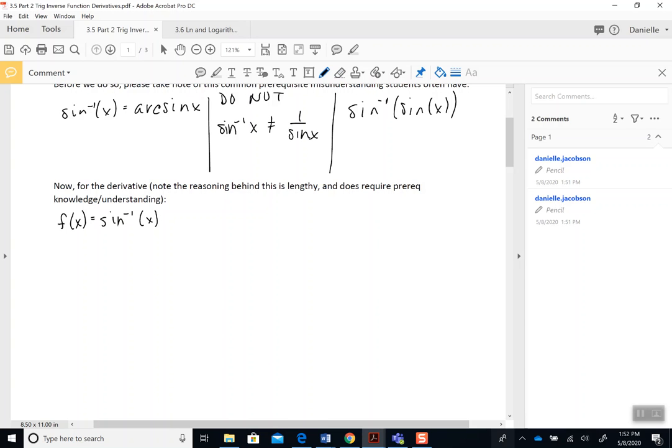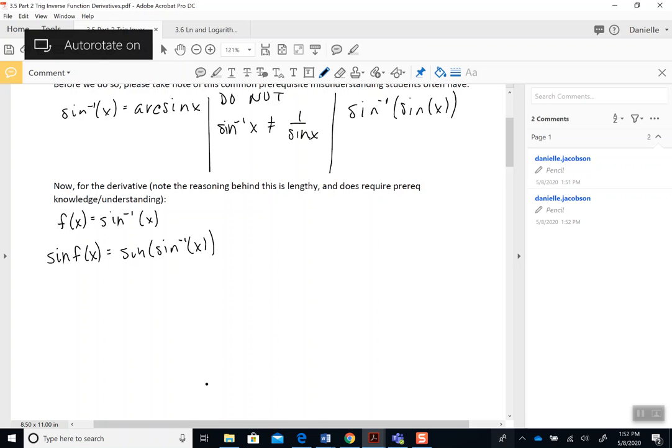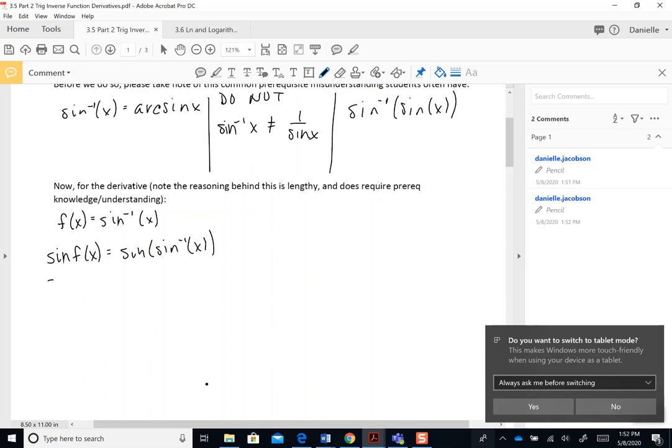So what we're going to do is undo the sine inverse function. The only way to undo an inverse function is with its own inverse. So if I take the sine of both sides, that would be the sine of f of x equals the sine of the sine inverse of x. Here the sine undoes the sine inverse because they're inverses of one another. So what I'm really left with is the sine of f of x is equivalent to x.